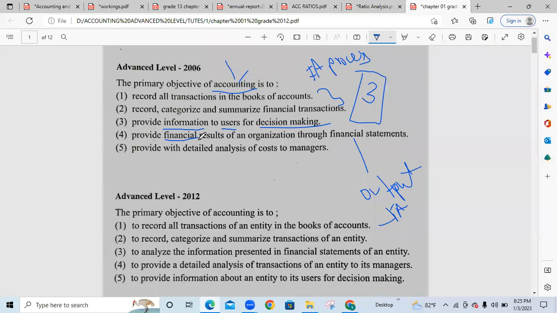Last one, provide detailed analysis of the cost to the managers. What is this? Output of the financial managers.